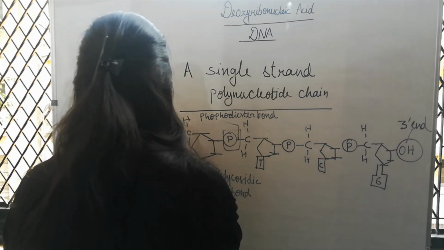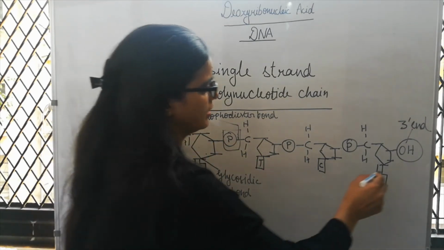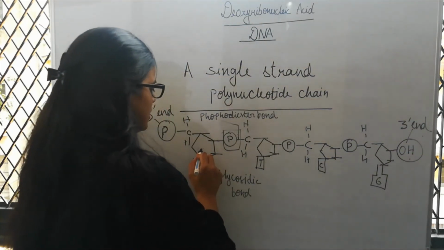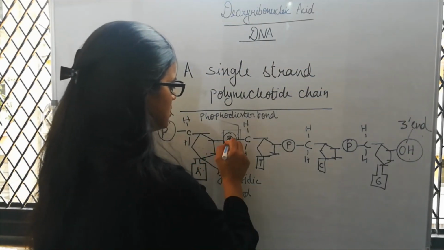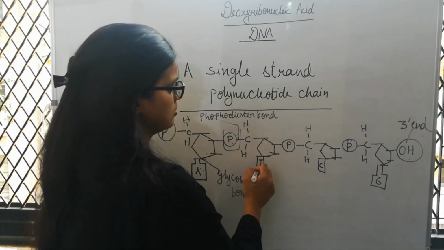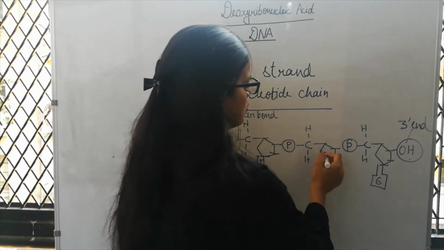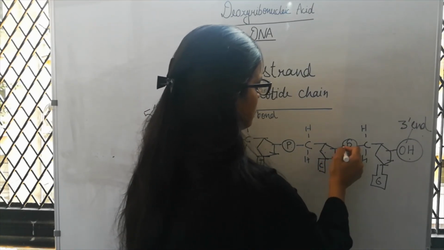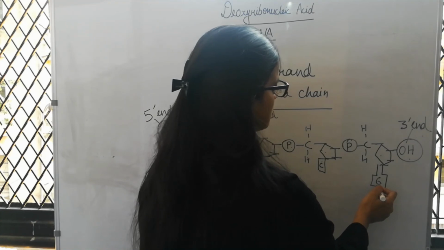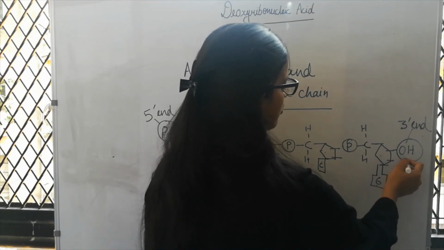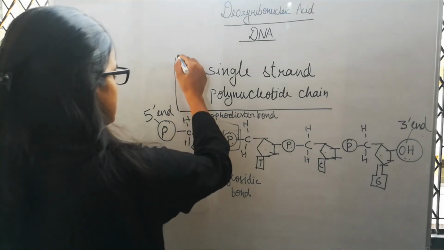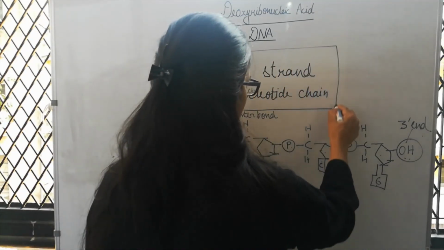There is a phosphate group at the 5' end. At the 3' end, a free hydroxyl group is present. Sugar, nitrogenous base, phosphate group, sugar, nitrogenous base, phosphate group, sugar, nitrogenous base, phosphate group, sugar, nitrogenous base, free hydroxyl. It is the 3' end. This is a single strand polynucleotide chain.